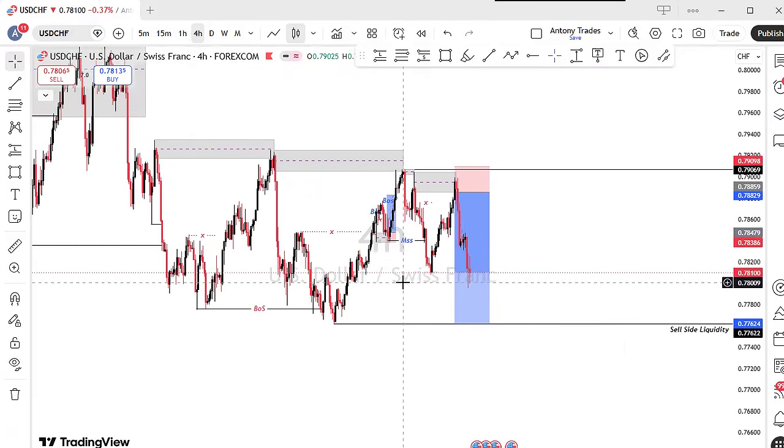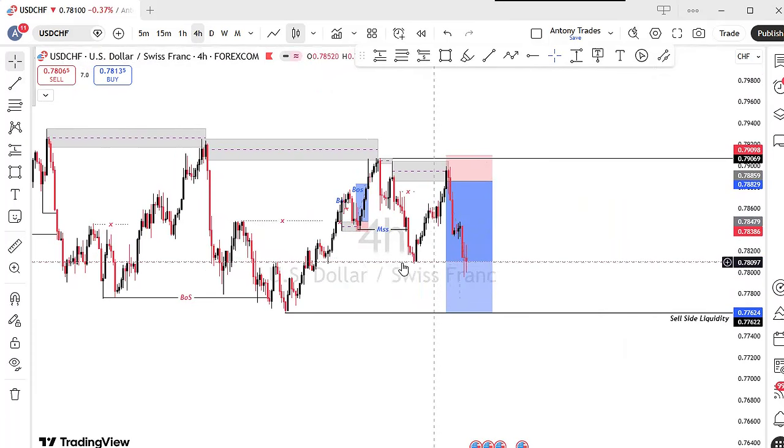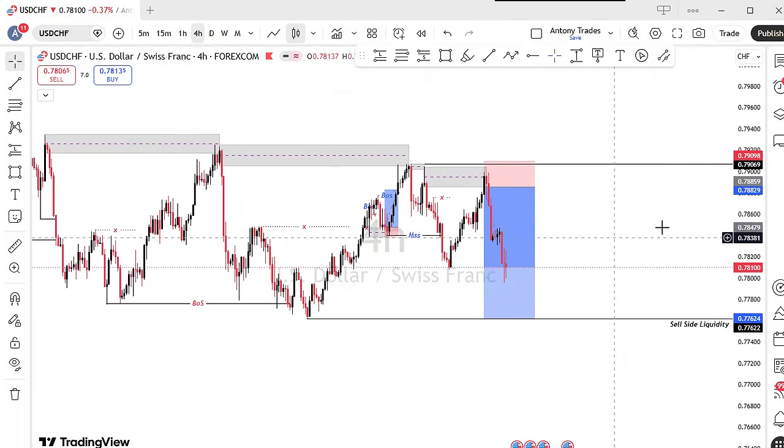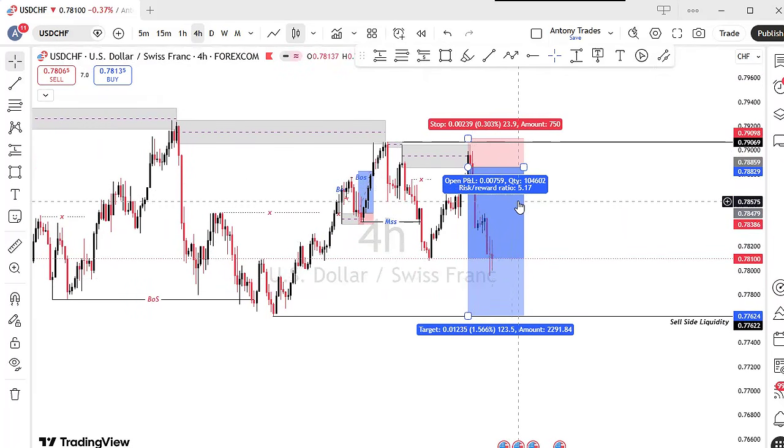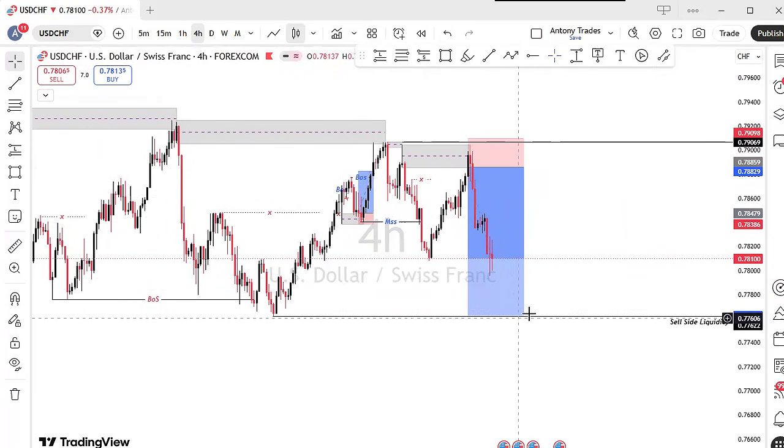And I'm telling you, this is the only trade that I took this week, because the other pairs that I was watching never gave me what I wanted to see. So this is the only trade that I executed this week, and it's currently running very well.